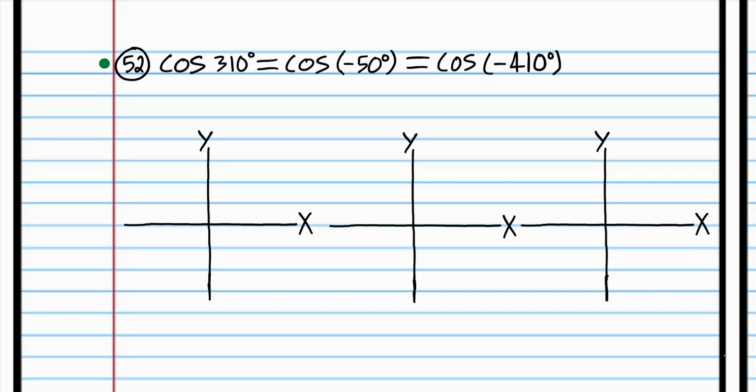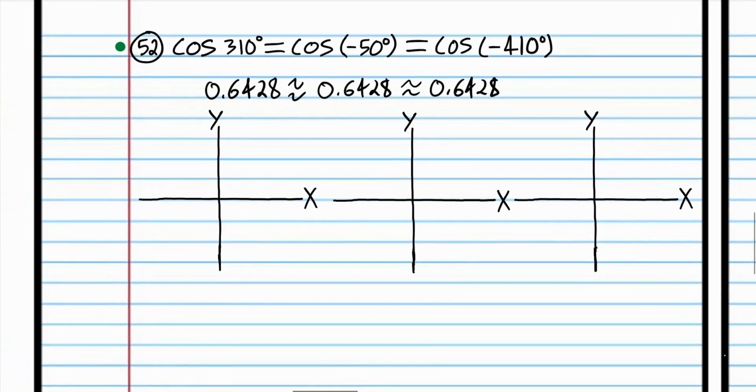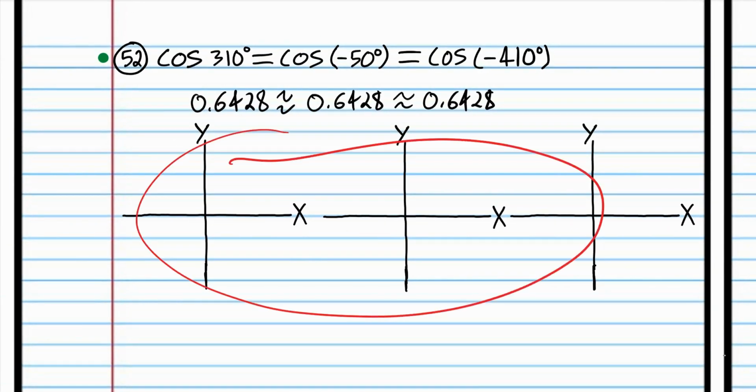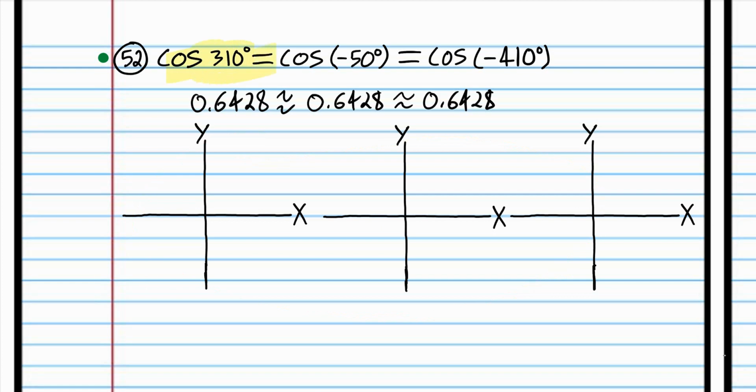Okay, so you should have gotten 0.6428 roughly if you round off, and you get the same value for every expression that we wrote there, because they're all coterminal angles. And if you were to show why this is true, go ahead and draw these angles in standard position and the corresponding reference triangles, and see if you can show why the values are all the same.